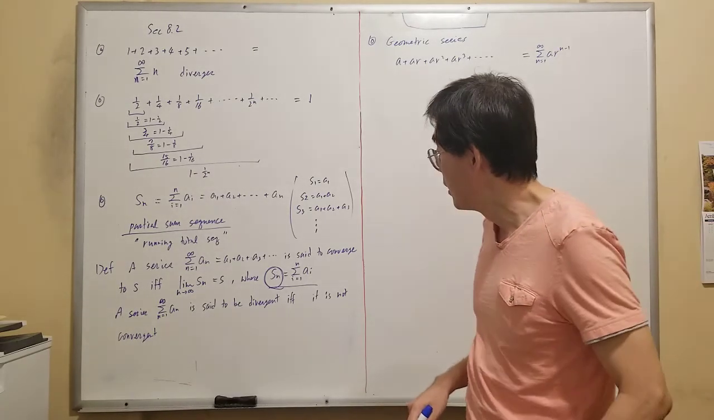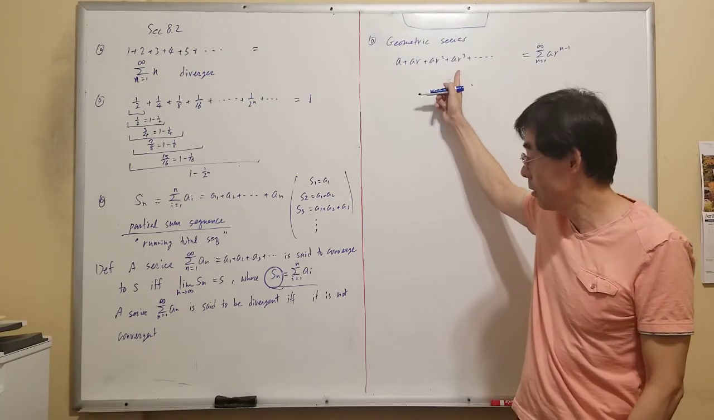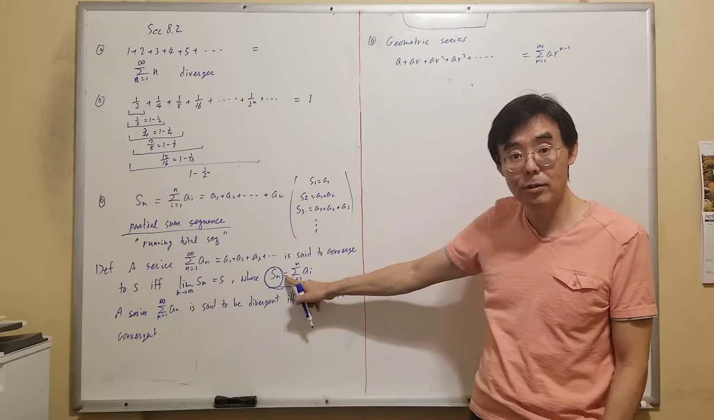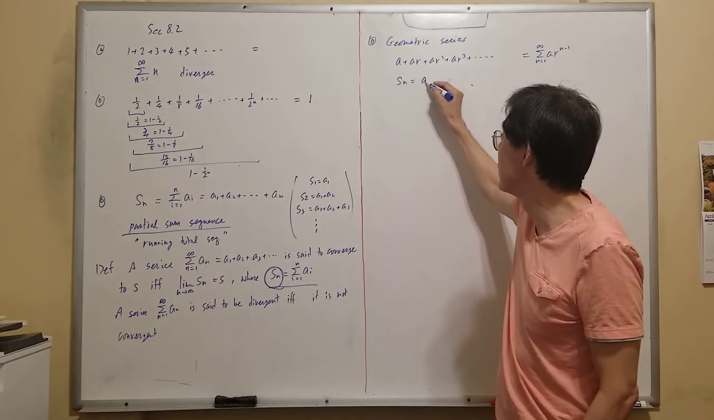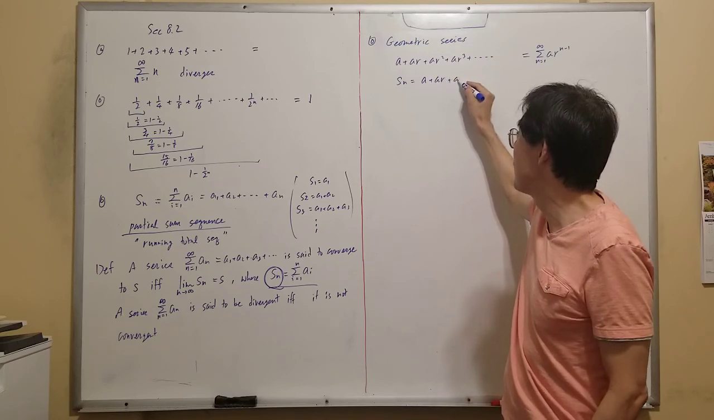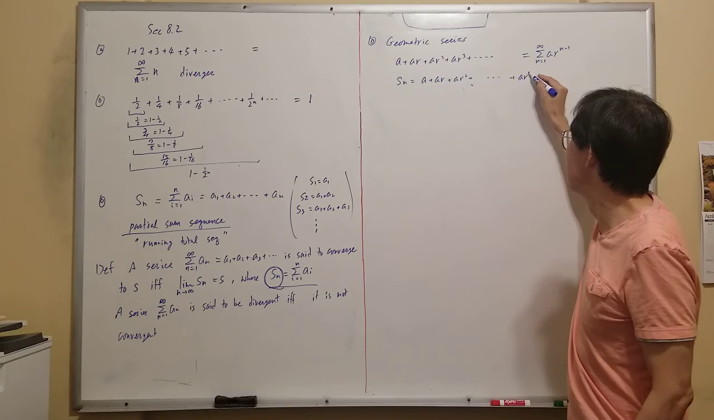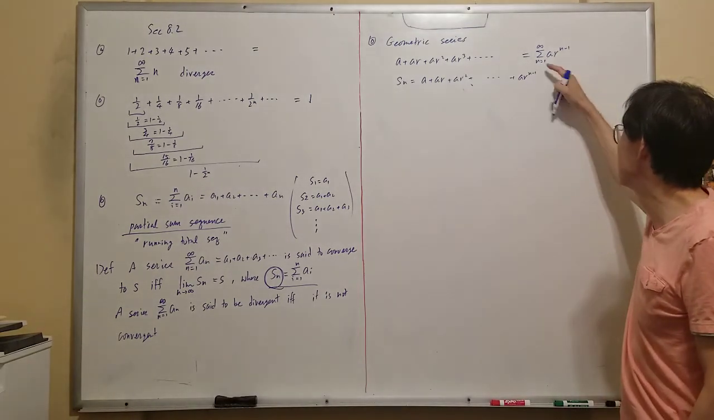Okay? So, in order to study the convergence of a geometric series, again, we have to consider convergence of the partial sum sequence. So we have to find the expression of this. You already did this in what? High school math analysis or pre-calculus in college, right?